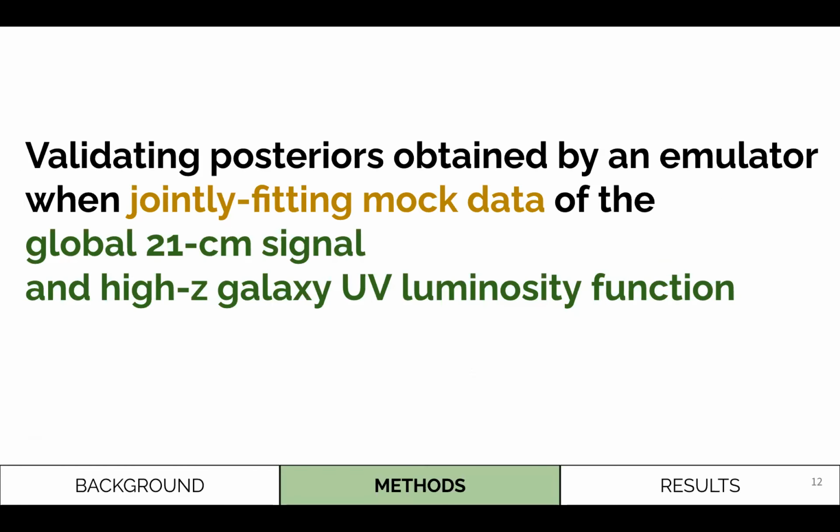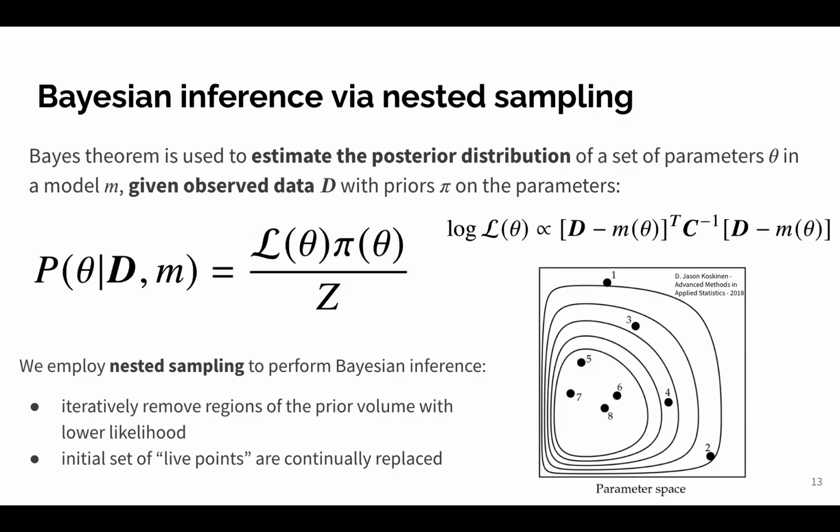So now that we've gone over the background of what the global signal means and what the UVLF is, let's talk about some of the methods. So what do we mean by jointly fitting mock data? So Bayesian inference is what scientists use to obtain parameter constraints given some observed data. So when we have data in hand, what kind of constraints can we get on our parameters in a given model? And so that's what Bayesian inference is used to do. So we have a model to describe our data, and we want to constrain the parameters in that model with some data that we have.